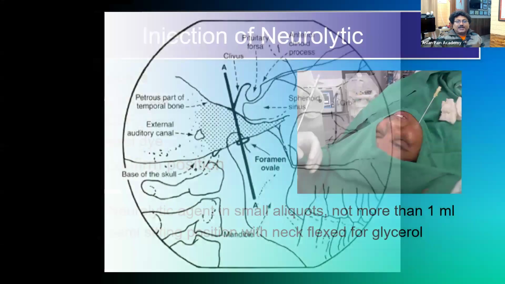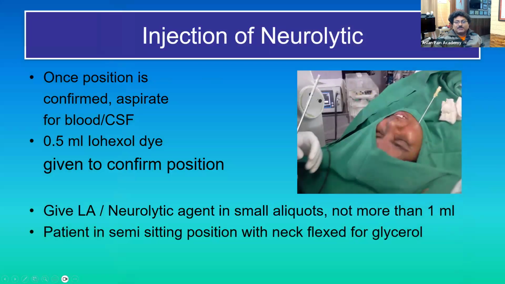And how can neurolytic be used? For the neurolytic, usually we inject a very small amount of dye first, and we check whether it is intravascular or not, or whether it is going to the thecal cistern. There is a brain cistern known as the trigeminal cistern. So we check whether it is going into the trigeminal cistern or not. In the classic approach of glycerol injection, usually the patient is made to sit.